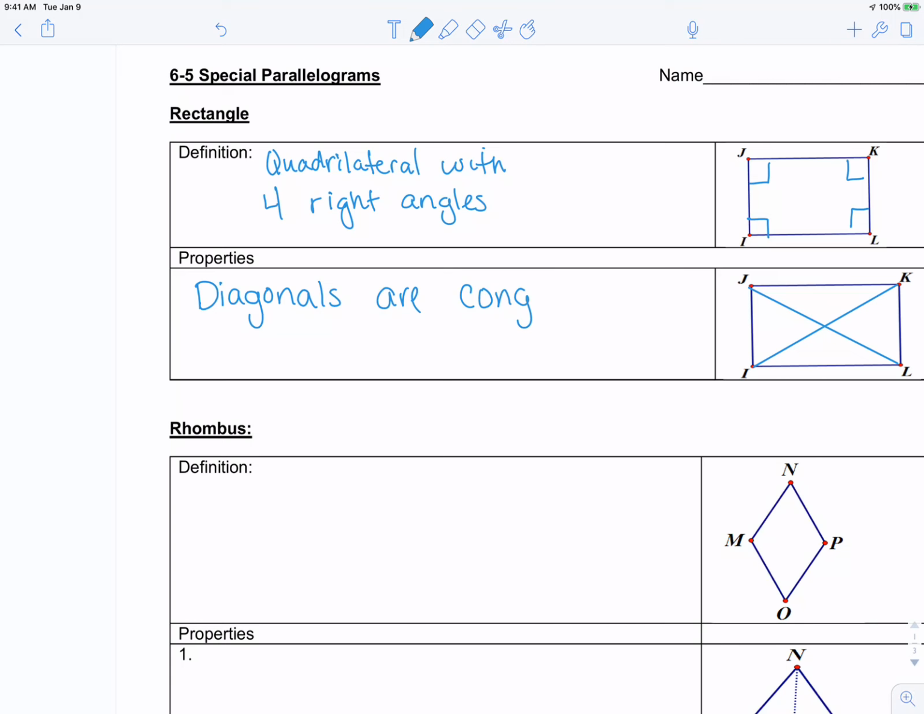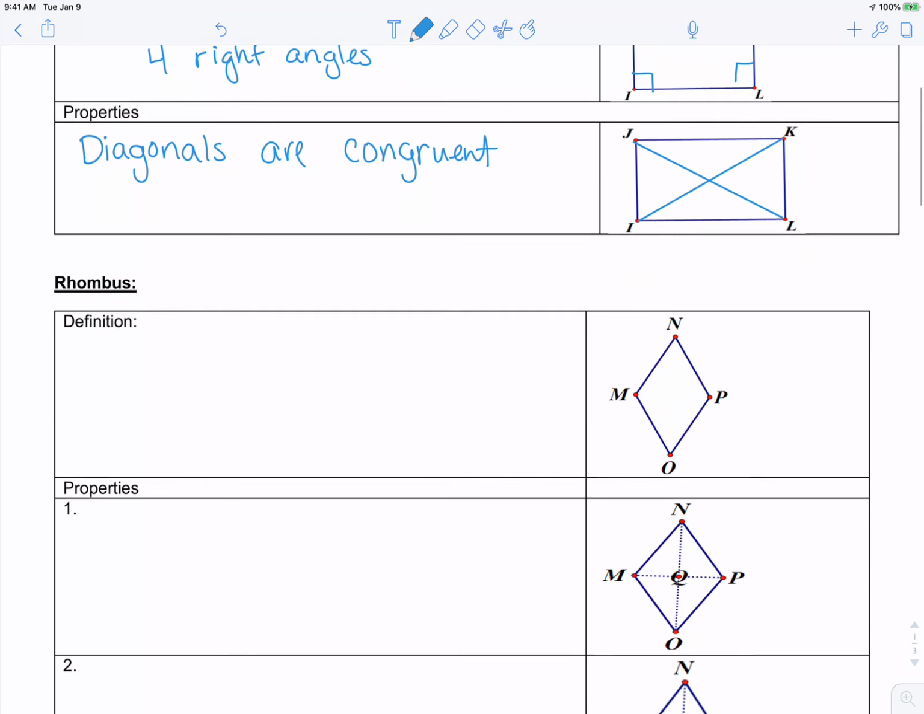Quiet, please. Okay, and then next is the rhombus.